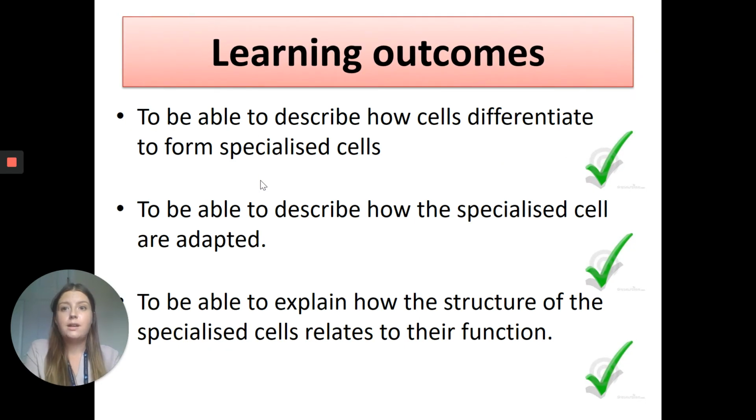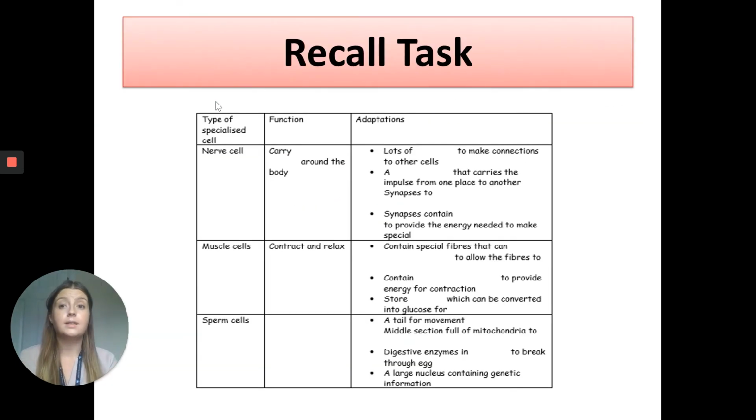Okay, so there are 3 learning outcomes, which I hope we've covered so far. So looking at how cells are differentiated, being able to describe different specialised cells and how that relates to their function. Okay, so I've got a recall task for you to have a little go at now. So try not to look at any notes that you've made and try and have a go at just working through that. Okay, so just pause the video.